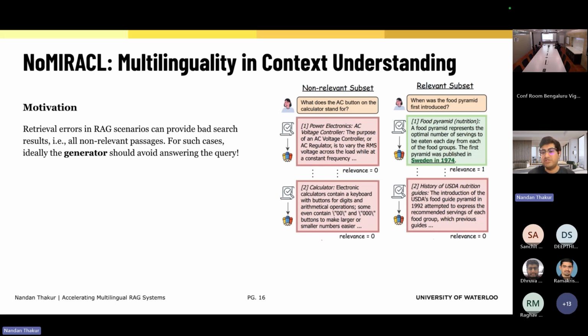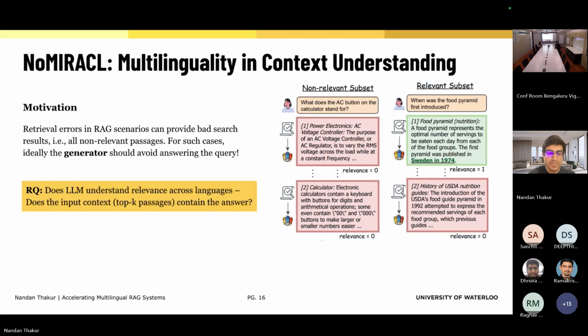And the top documents, the first one talks about power electronics, which talks about the AC voltage controller. And the second one actually gives you the calculator, but it doesn't talk about the AC button itself. So in this case, you found that a majority of these documents are really not relevant, or they cannot be used to answer the question of what does the AC button in the calculator stand for.